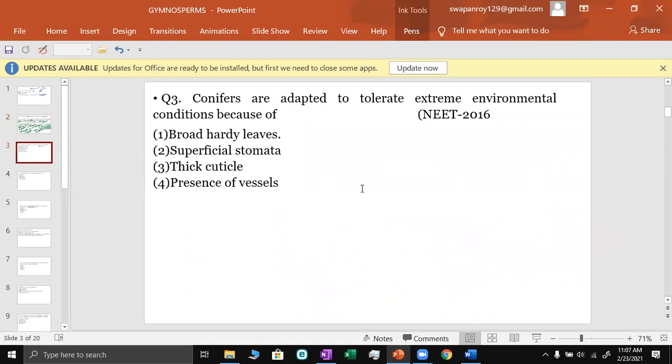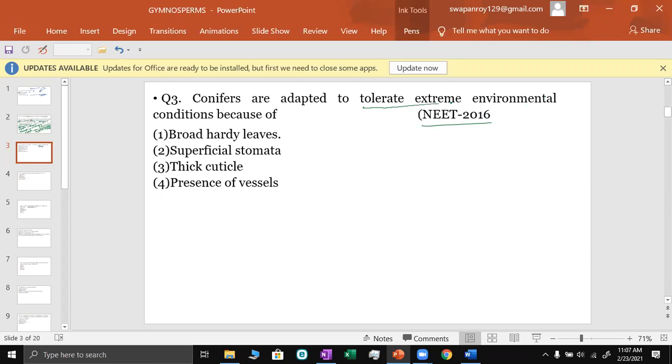Come to slide number 3. This was asked in NEET 2016. This question was asked: conifers are adapted to tolerate extreme environmental condition.